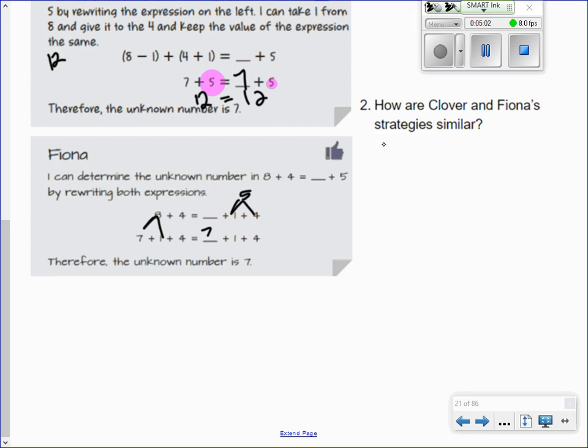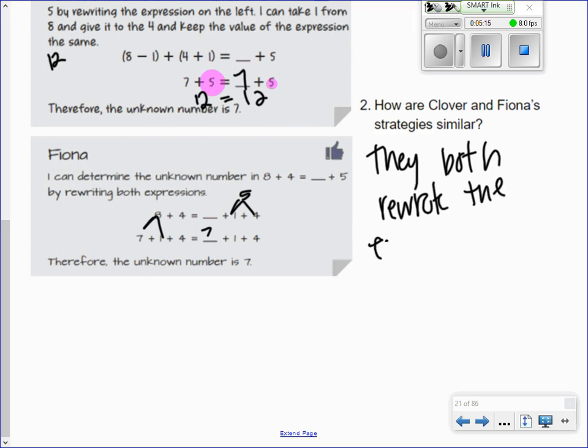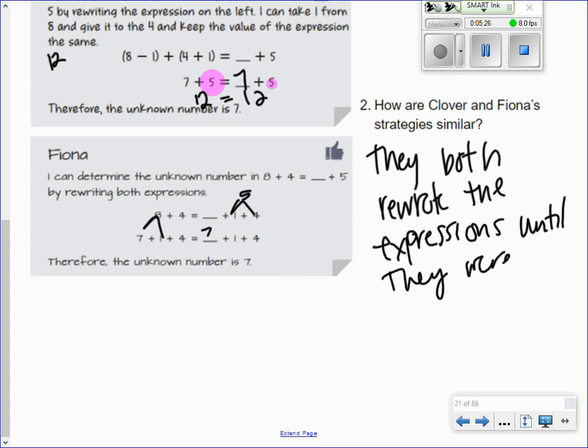How are their strategies similar? Take a look at number 2. How are Clover and Fiona's strategies similar? They both rewrote the equations, or expressions, I should say, until they were the same on both sides. So that's what we're going to do.